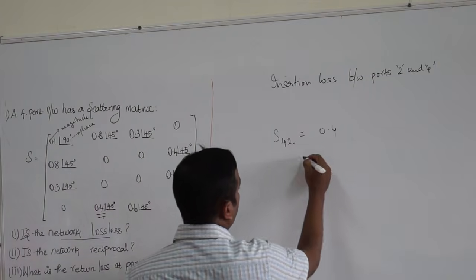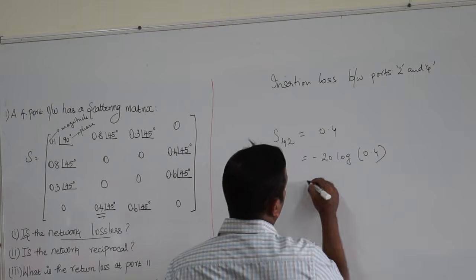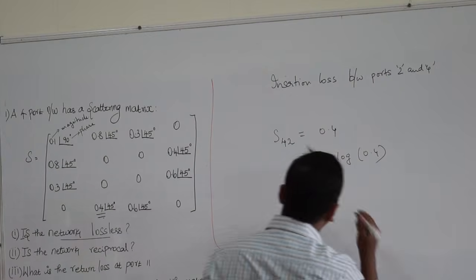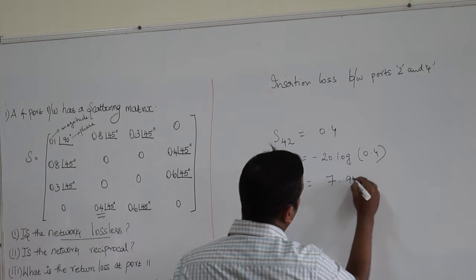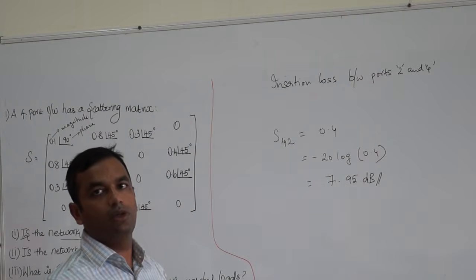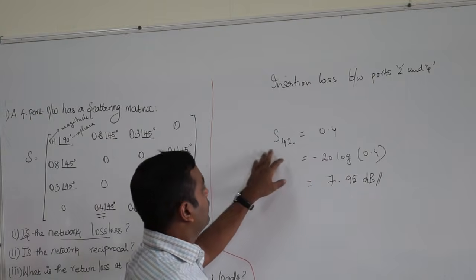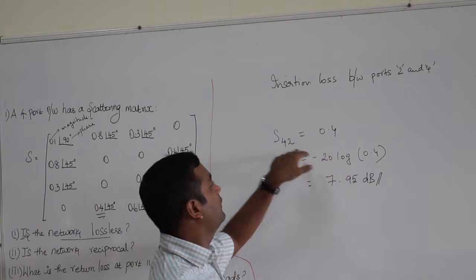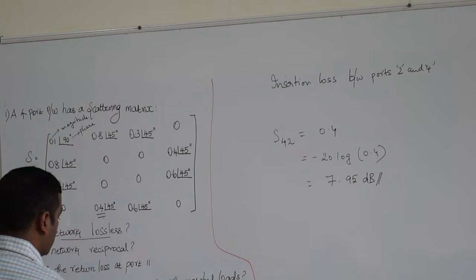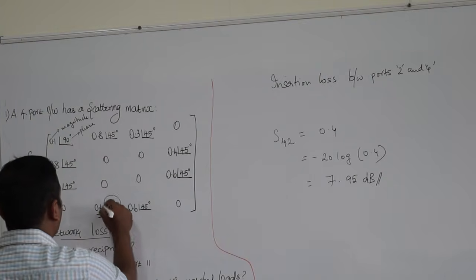Again, when I say insertion loss, we have to compute minus 20 log to the base 10 of 0.4. So if you take minus 20 log, you'll get 7.95 dB. This is the insertion loss of the network, 7.95 dB. This minus sign tells you that this is an insertion loss. But one thing you have to find out, we have computed the insertion loss now, is also called the phase delay. So what is the phase delay? Phase delay is nothing but this 0.45.